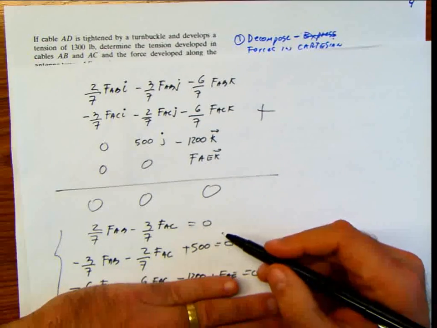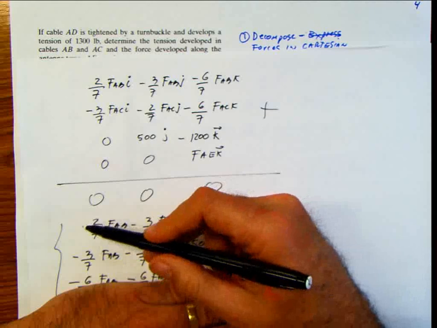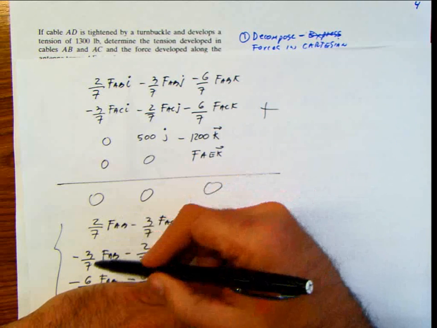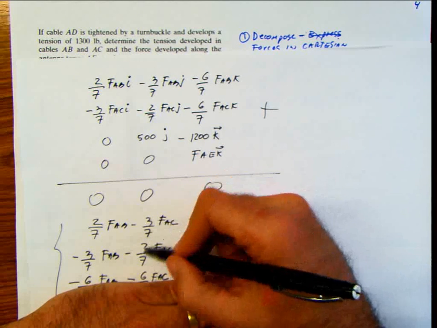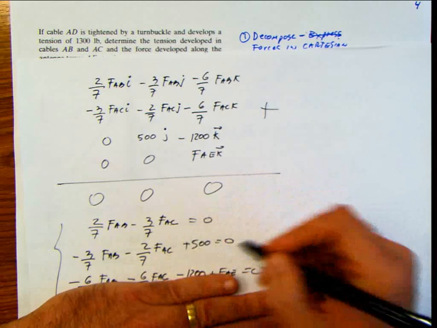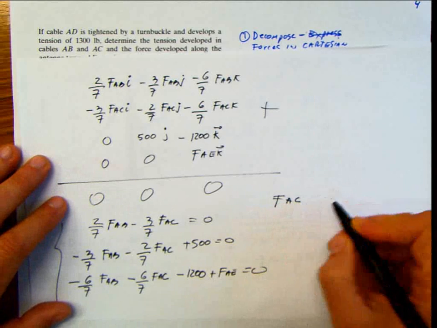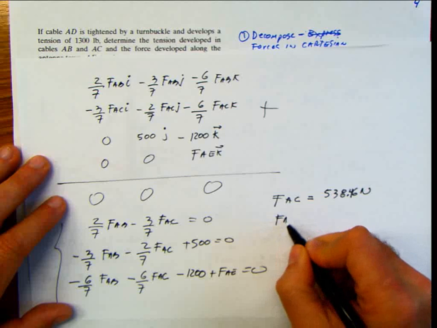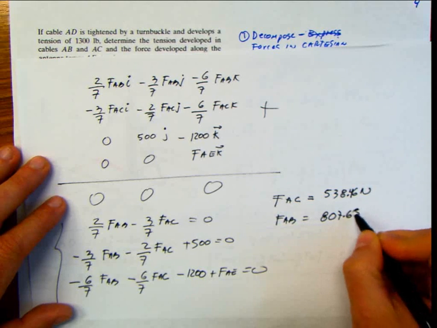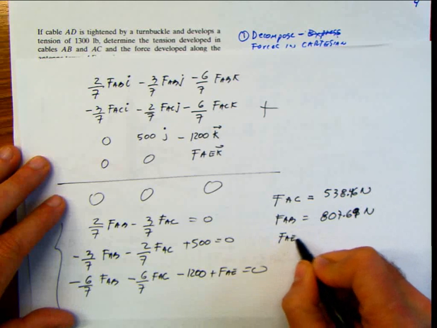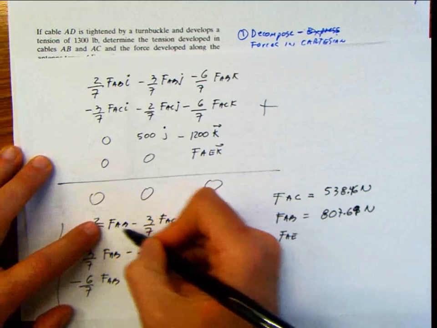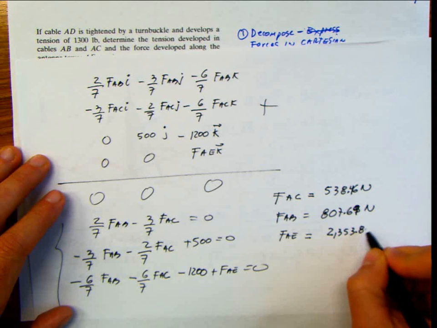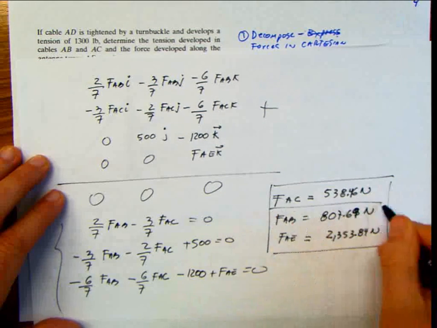If you want to solve it by hand, work with these two. You can multiply the top equation by 1.5, because by multiplying the top equation by 1.5, this becomes 3/7 and cancels with this one. So this is going to be negative 4.5 plus 2 is 6.5. So basically it's going to be 500 multiplied by 7 divided by 6.5. And at the end you're going to have the force AC equal to 538.46 Newton, and the force AB equal to 807.69 Newton, and the force AE, because once you have the force AC you can plug it back here, calculate force AB, and once you have AB and AC you can plug it into here and calculate AE, it's 2,353.84 Newton. And these are the three forces that the problem was asking us to calculate.